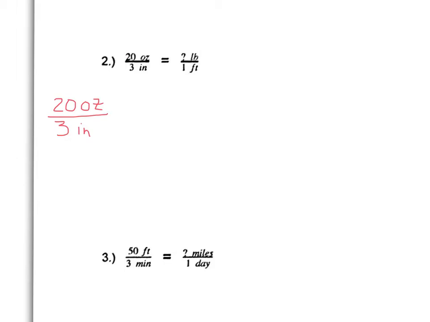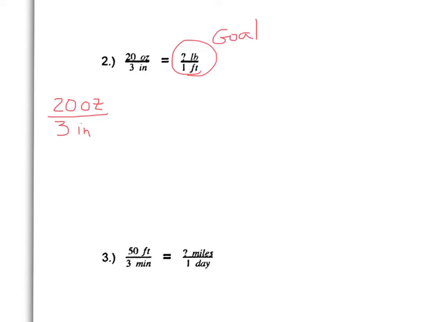But that's not what we want to end up with. This over here is our end goal. That's what we want when we're done. We want pounds on the top. Is this right? No. These are ounces. And we want feet on the bottom, not inches. So we have to get rid of ounces and inches.